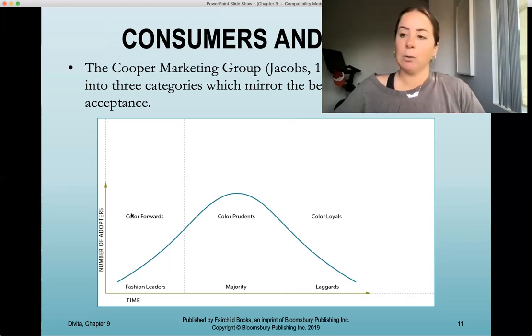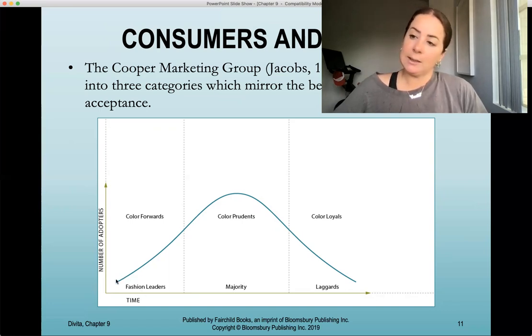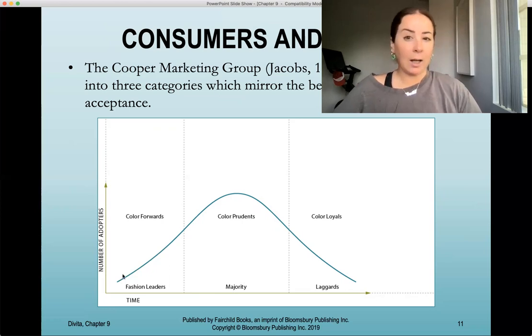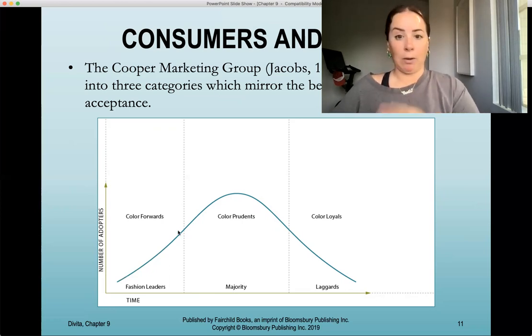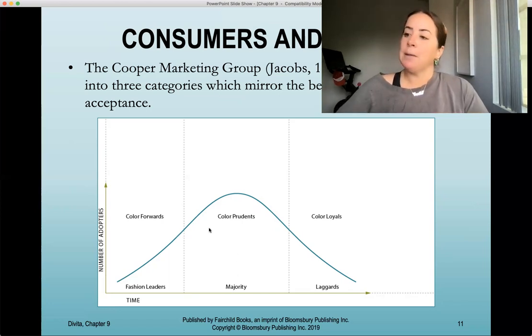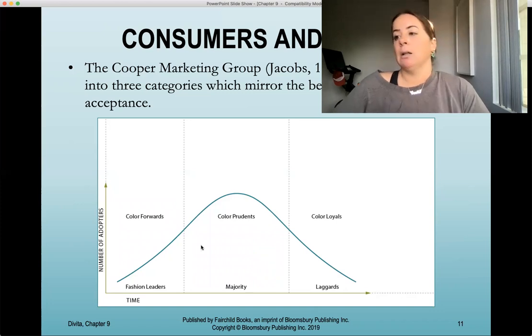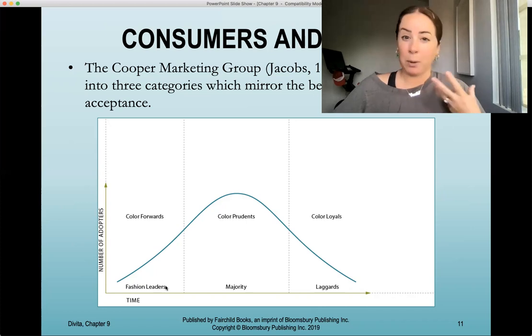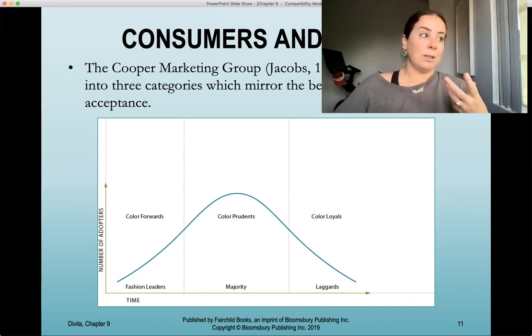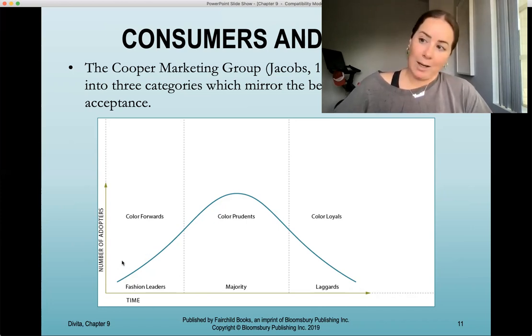Okay, so color forwards often are considered fashion leaders, and this is the beginning of that color palette or color choice gaining popularity, right? They're the first to accept it. Then the majority accepts that color palette because they see the leaders using it. A great example of this is 2 years ago when that Bottega bright Kelly green was introduced to the market, and all the fashion leaders, influencers were using that color in their dress, right?